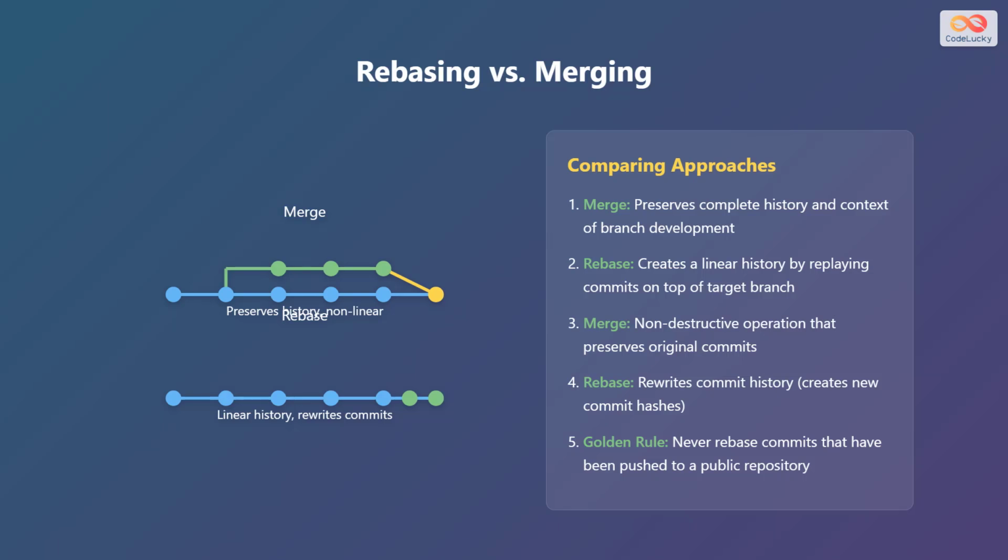Let's compare rebasing and merging. Merge preserves complete history and context of branch development, whereas rebase creates a linear history by replaying commits on top of the target branch. Merge is a non-destructive operation that preserves original commits. Rebase rewrites commit history by creating new commit hashes. Remember the golden rule, which states that we should never rebase commits that have been pushed to a public repository.